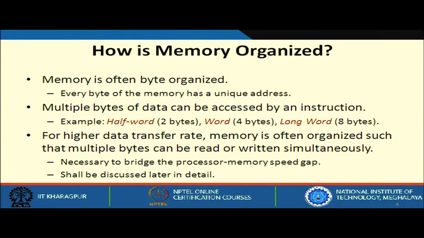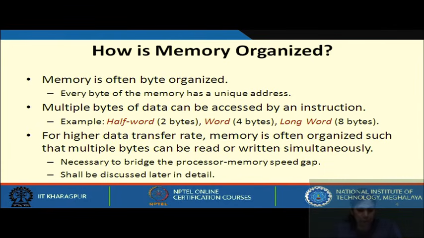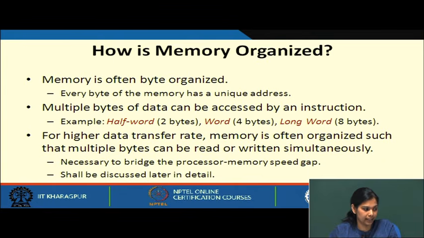Now, let us see how memory is organized. Memory is often byte organized. So, we never say that each bit is having an address, rather we say each byte is having an address. That means, memory is often byte organized. Every byte of the memory has a unique address and multiple bytes of data can be accessed by an instruction. What do you mean by multiple bytes of data can be accessed by an instruction?